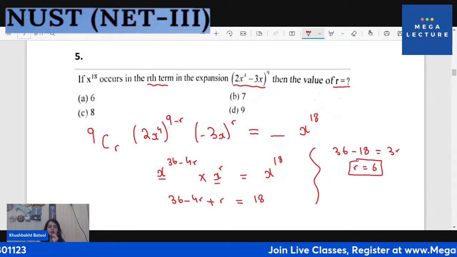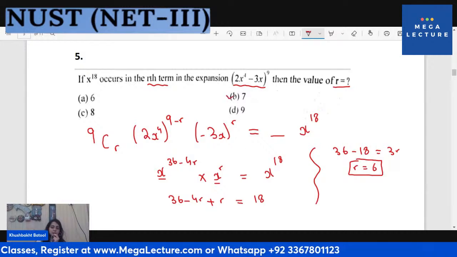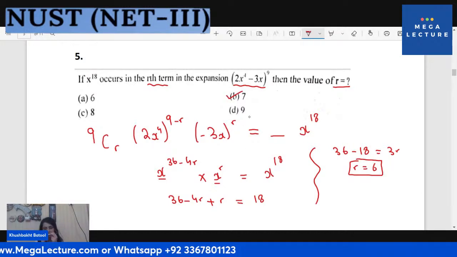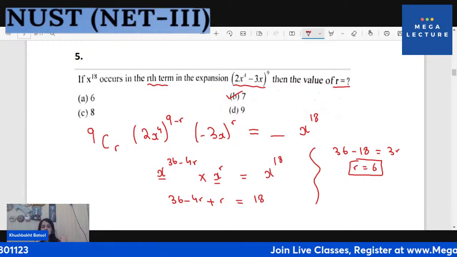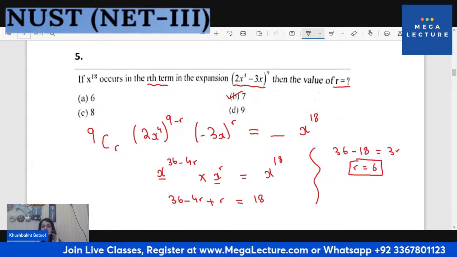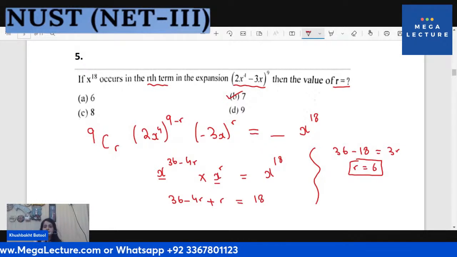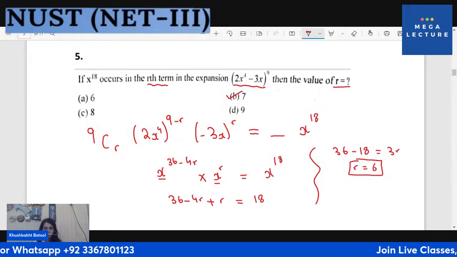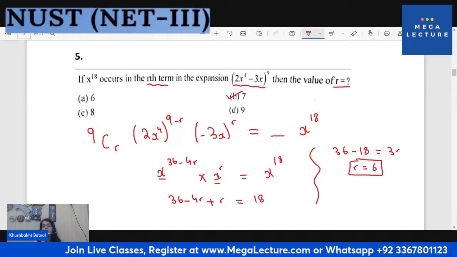So when r is 6, the rth term would basically be 1 plus that number. Okay, so it is going to be 7. I'll tell you this concept, students are always confused. Now it says if x power 18 occurs in the rth term in the expansion, then the value of r is what? So you are interested in finding out the value of r. The value of r would be r directly, right? And the rth term would basically be r plus 1.